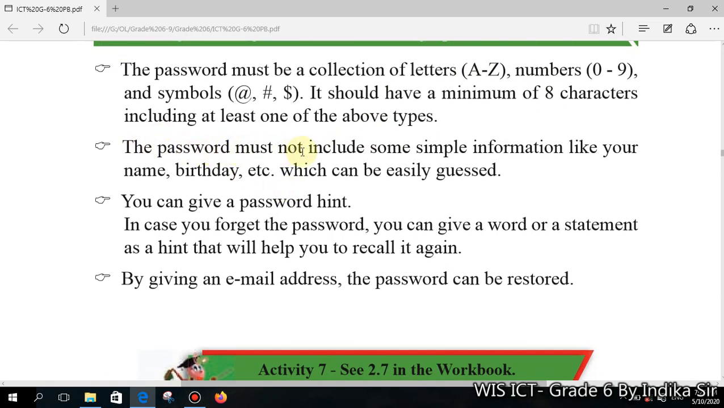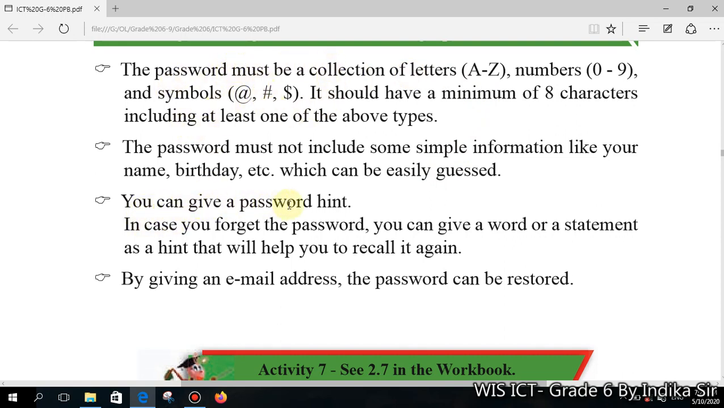The password must not include simple information like your name, birthday, etc., which can be easily guessed. Because we think we will forget, we apply mother's name, father's name, known things which other people can guess. We need to avoid that. That's why they ask to follow this first point.